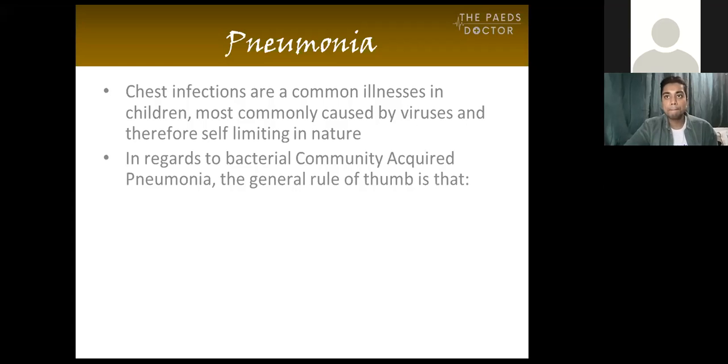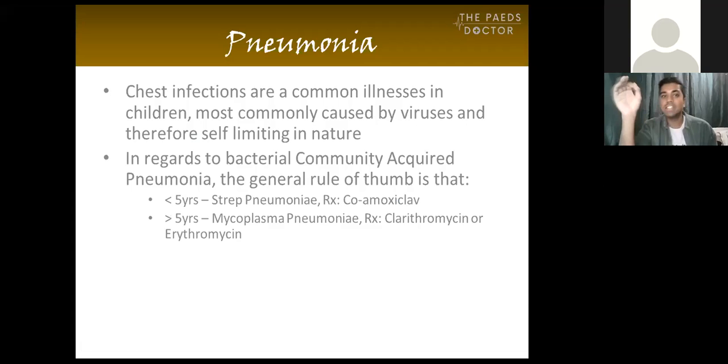Okay. And so in regards to bacterial community-acquired pneumonia, the general rule of thumb is that less than 5, strep pneumonia is the most common cause, and your treatment will be co-amoxiclav. Okay. Greater than 5, it tends to be more mycoplasma pneumonia, and the treatment tends to be erythromycin. So this is from my MRCPCH Royal College exams. This is what comes up in past tests. But it doesn't mean that you can't get strep pneumonia if they're greater than 5. This is just the common pattern, just for you to think about for your exams, okay?